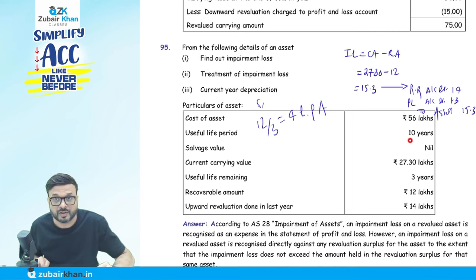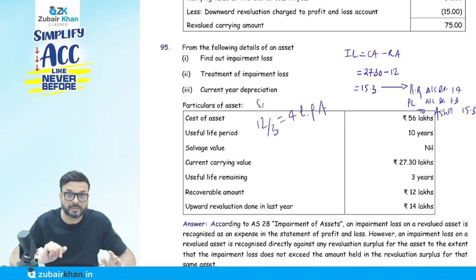Simple. What is the cost of the asset? 56. Useful life is how many years? 10 years, and the salvage is 0. So what is the amount of depreciation? 56 divided by 10, that is 5.6. The current carrying amount they have given, the book value today, is 27.3. Remaining useful life is only 3 years. Recoverable amount is 12, and the upward revaluation done in the last year is 40.